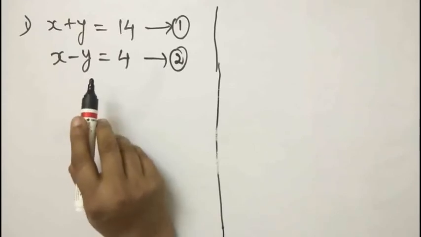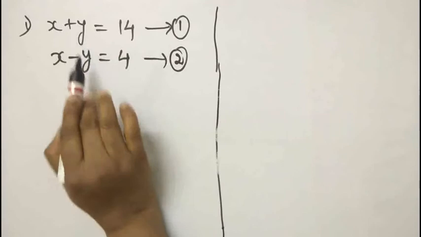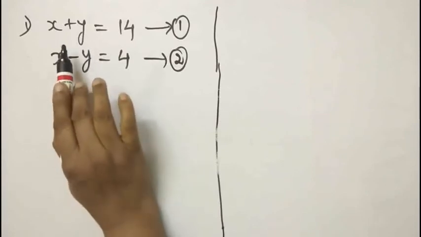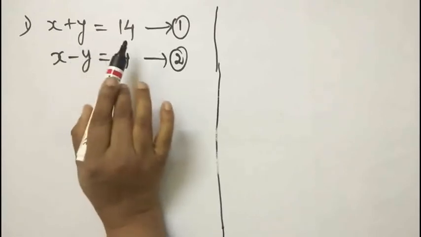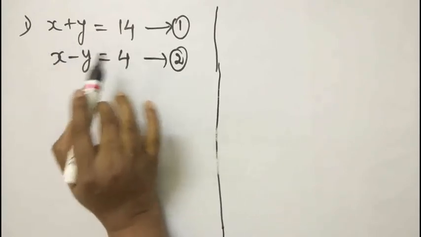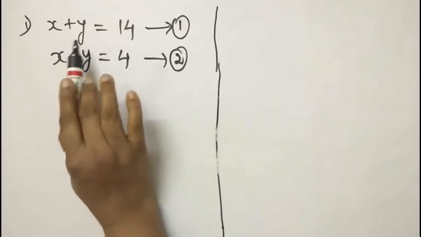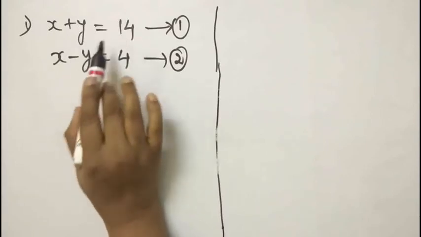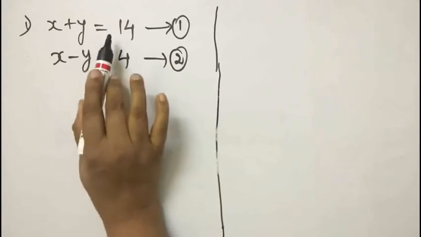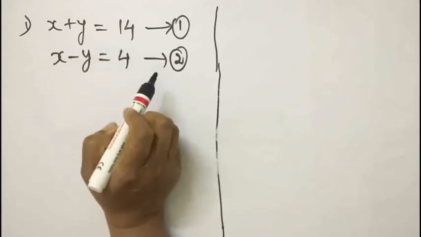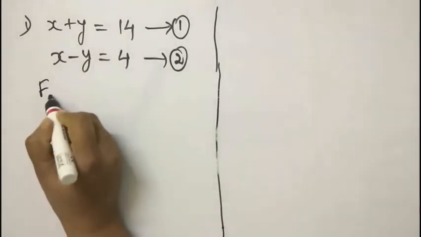In the substitution method, the first step is to take any one of the equations and write either variable x in terms of y, or variable y in terms of x. You can take any equation, that is your wish, whichever is convenient to you. I feel equation 2 is easy for me, so I will take it from 2.